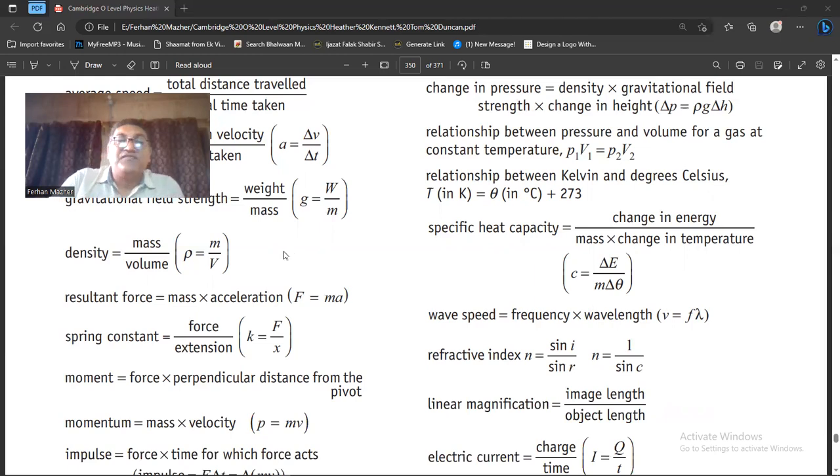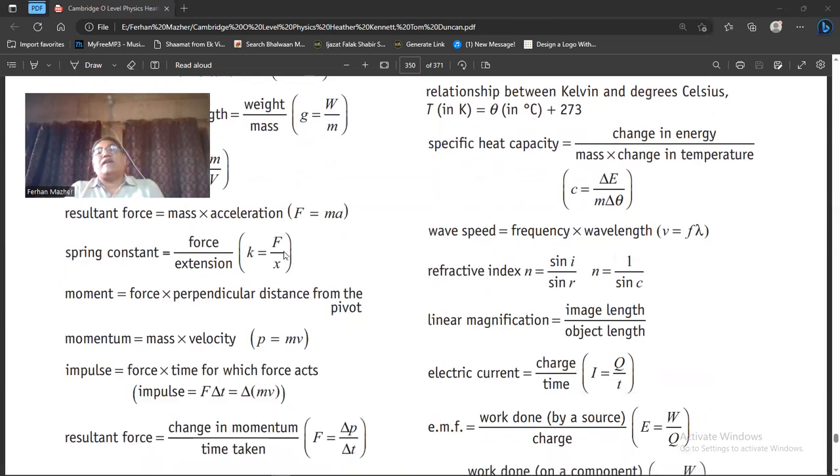So we have the wave speed. Wave speed is frequency multiplied by wavelength. It is a famous formula, and we also call it the wave equation. So it is V equals F lambda, where F means the frequency and lambda means the wavelength of the wave.